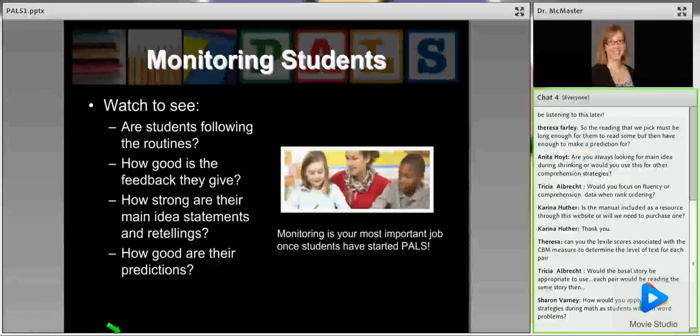And what you would be doing during that time is watching to see if students are following the routines. Do they know the PALS procedures? If you see that they're skipping parts of the routines or not quite sure how to do them, that's a good indicator that maybe you should reteach how to do that particular routine. Listen for the feedback they give to each other.